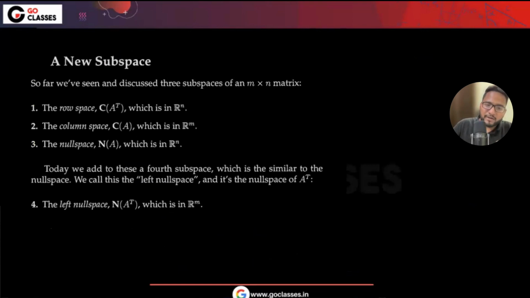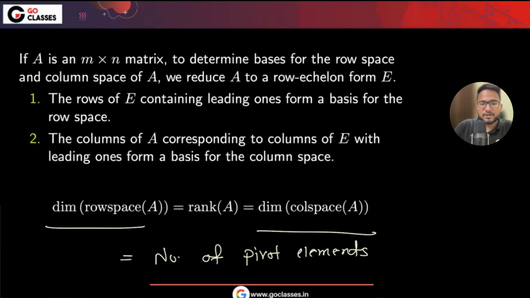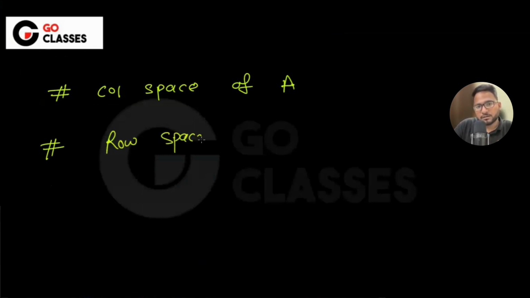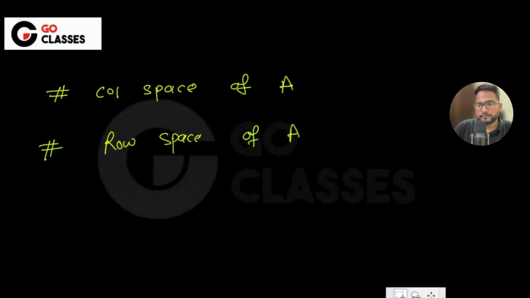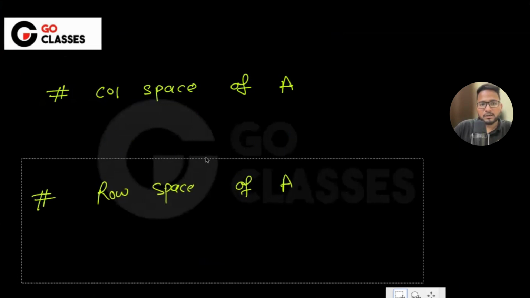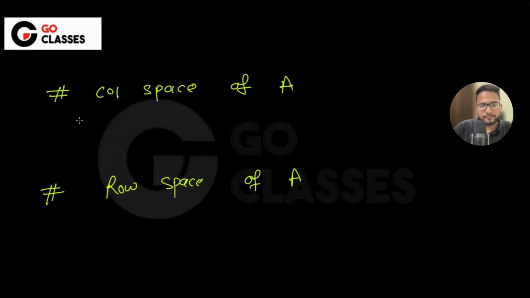Now, let's talk about the last of the four spaces, which is the left null space. So what are the spaces that we have seen till now? One is the column space of A. Another one is the row space of A. And what is the third space that we have seen till now? It is the null space, right? Null space of A. Okay. So these are the three spaces we have seen till now.